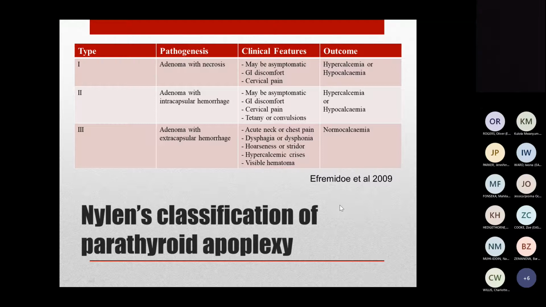Nyland's classification describes the findings you would encounter in cases of parathyroid apoplexy, and there are 3 grades. If the adenoma has necrosis, whether the hemorrhage extends inside the capsule or beyond the capsule determines the severity of the clinical features, and in the last case, where it breaches the capsule, the patient can be rendered normocalcemic.